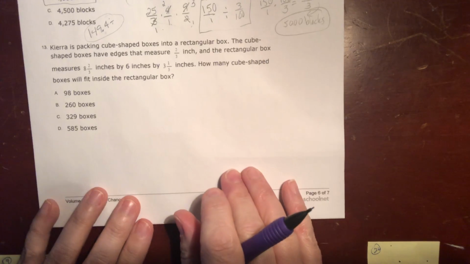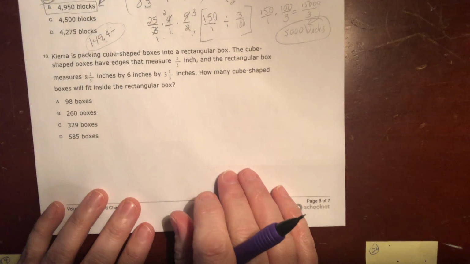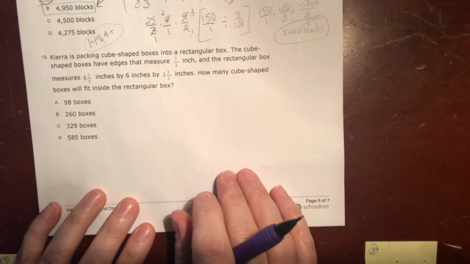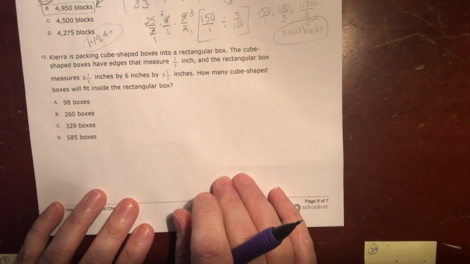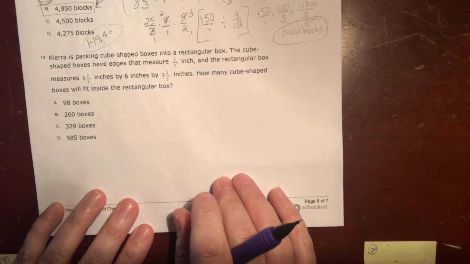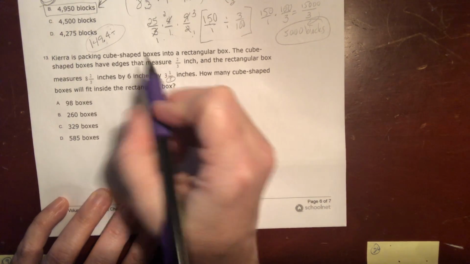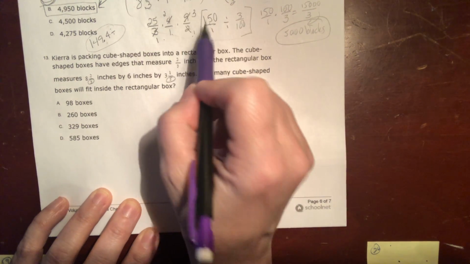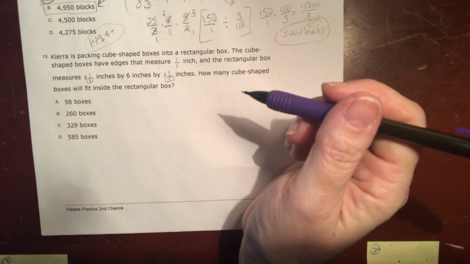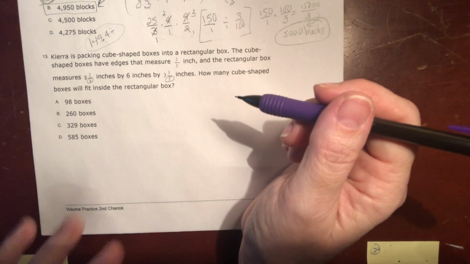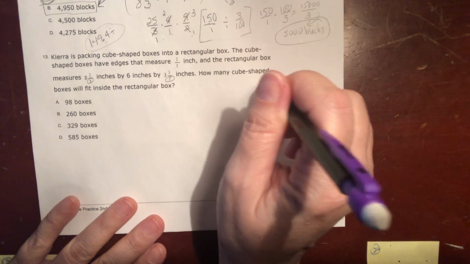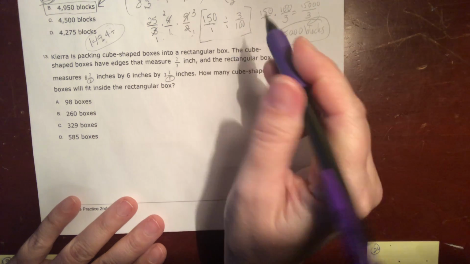Okay. Kiara is packing cube-shaped boxes into a rectangular box. The cube-shaped boxes have edges that measure 2/3 inch, and the rectangular box measures 8 2/3 inches by 6 inches by 3 1/3 inches. So keep in mind, we got these thirds here, which is what messed us up on number 12, well, we got the right answer on number 12, but they did it weirdly for their own answer. How many cube-shaped boxes will fit in the rectangular box?